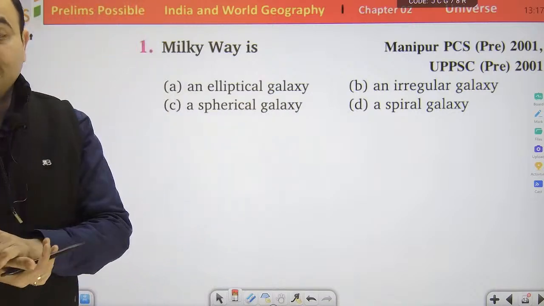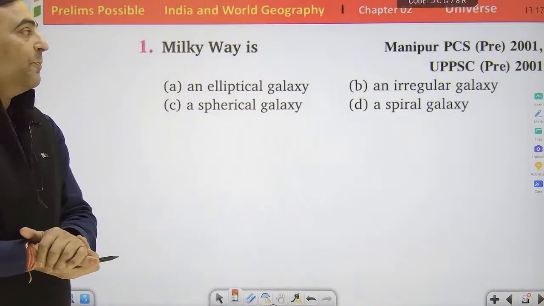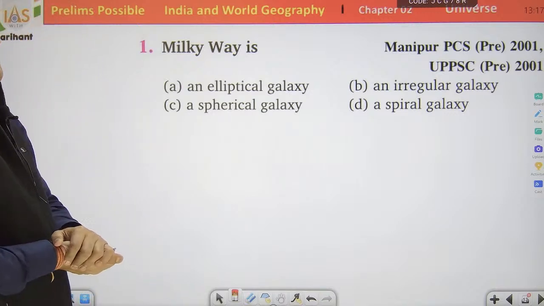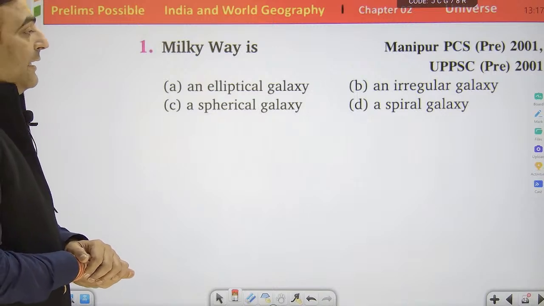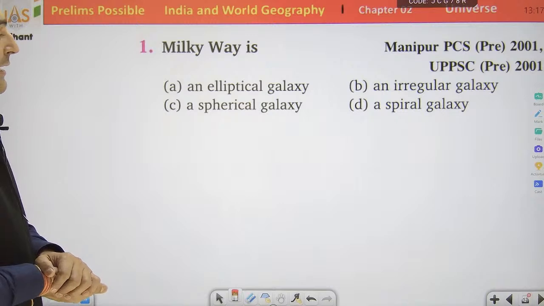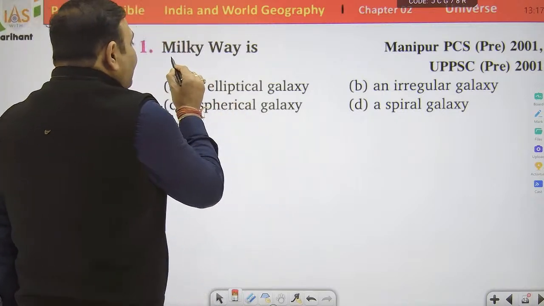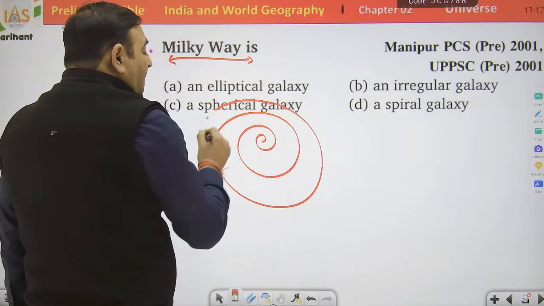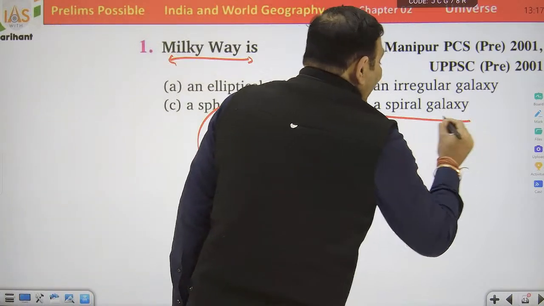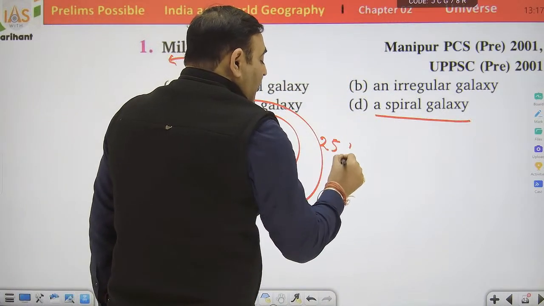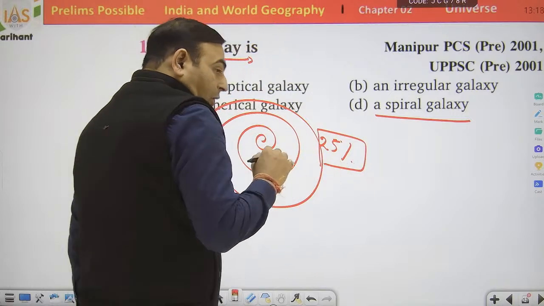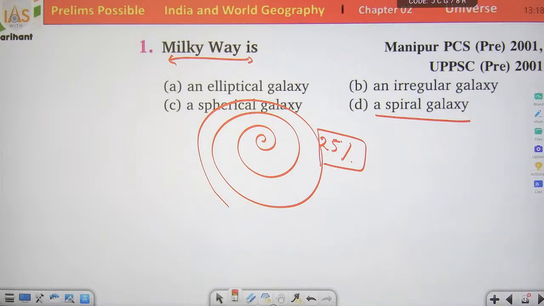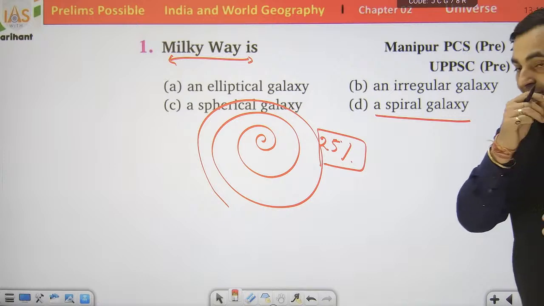The first question was asked in Manipur PCS Prelims 2001 and UPPCS Prelims 2001. What is the Milky Way? An elliptical galaxy, an irregular galaxy, a spherical galaxy, or a spiral galaxy? Our Milky Way, Akash Ganga, is a spiral galaxy. Spiral galaxies are 25% of all the available galaxies.